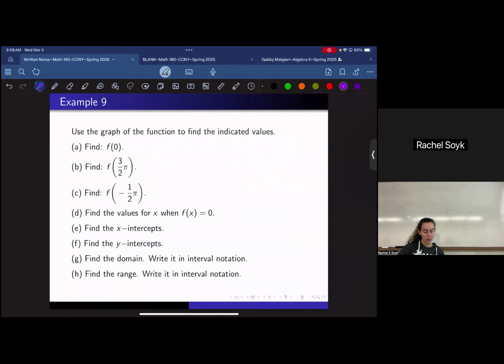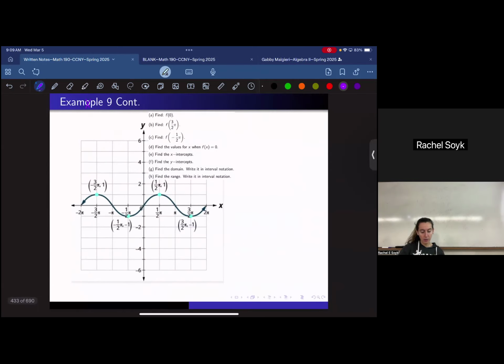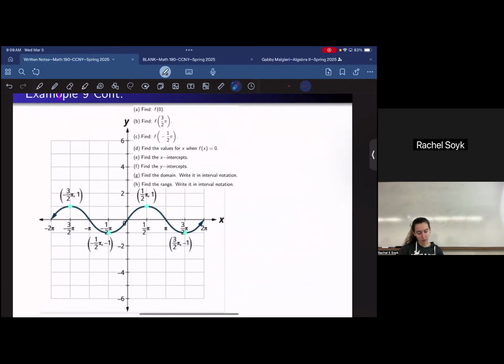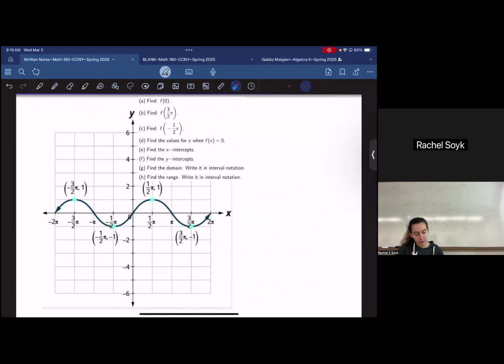So we want to use the graph of the function to find the indicated values. And so we have a bunch of different parts. The graph is on this side, but I also screenshotted all of these problems so that we could see it. And so f of 0, we're just looking for when our x value is 0, what is y? This is also a very common question on exams and final exams. I see it almost every single time. So f of 0 gives you what? It's just 0.